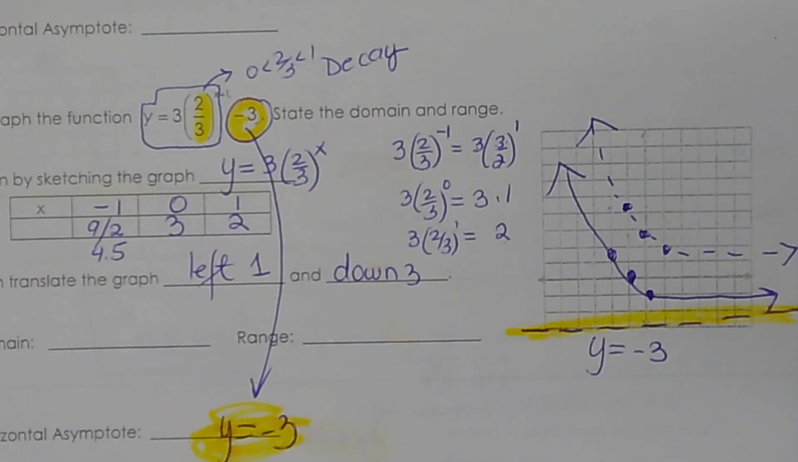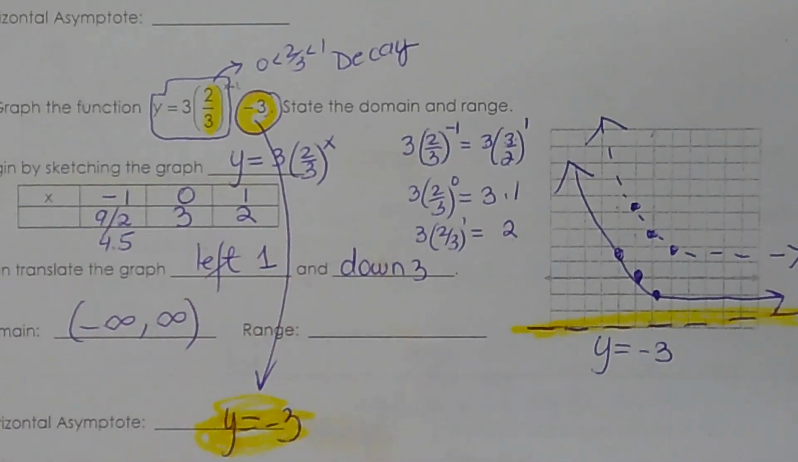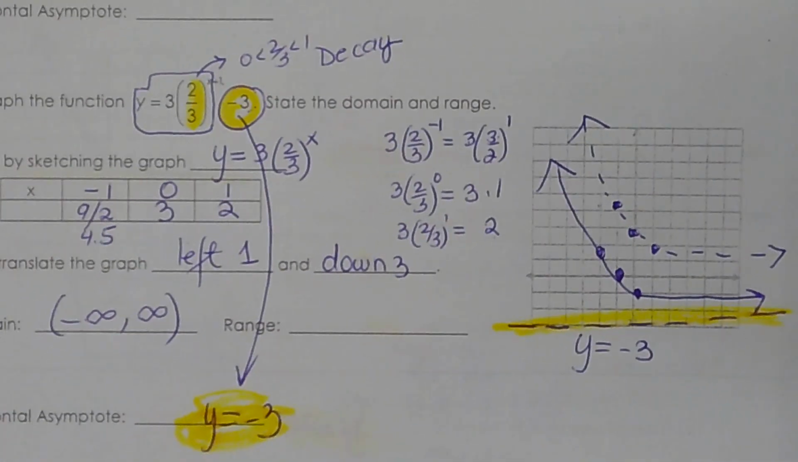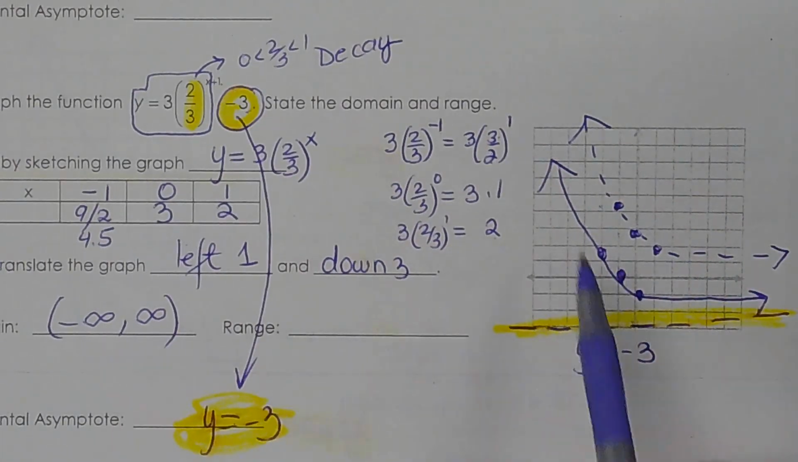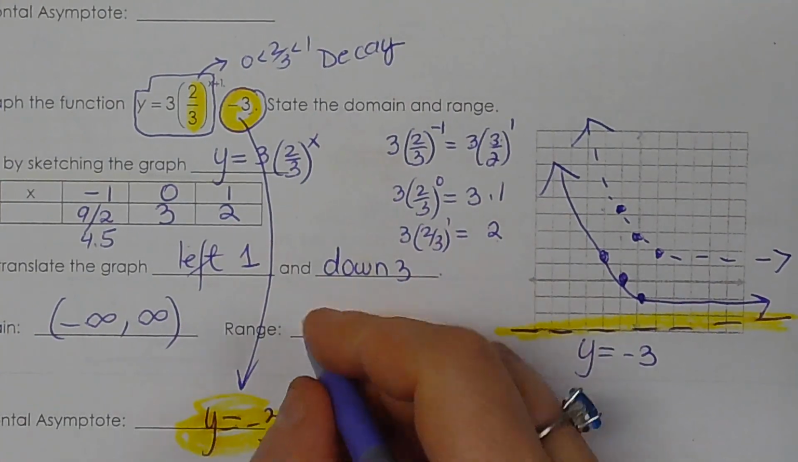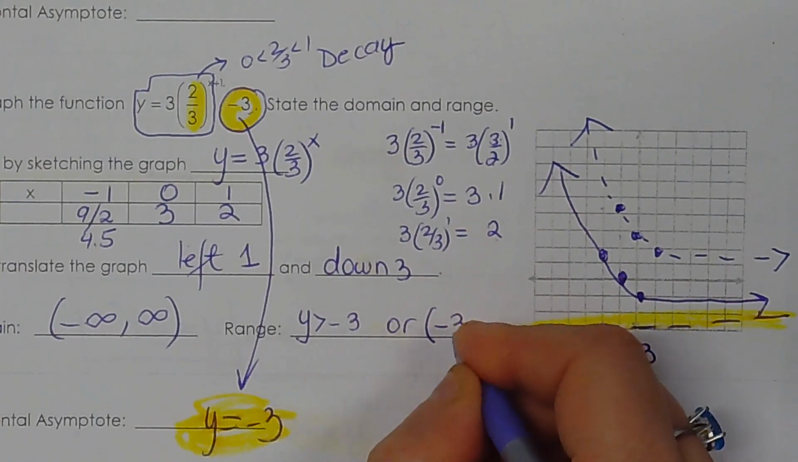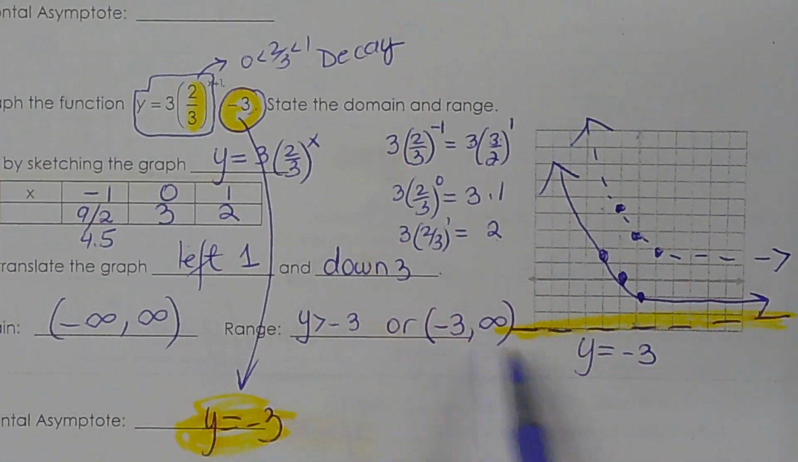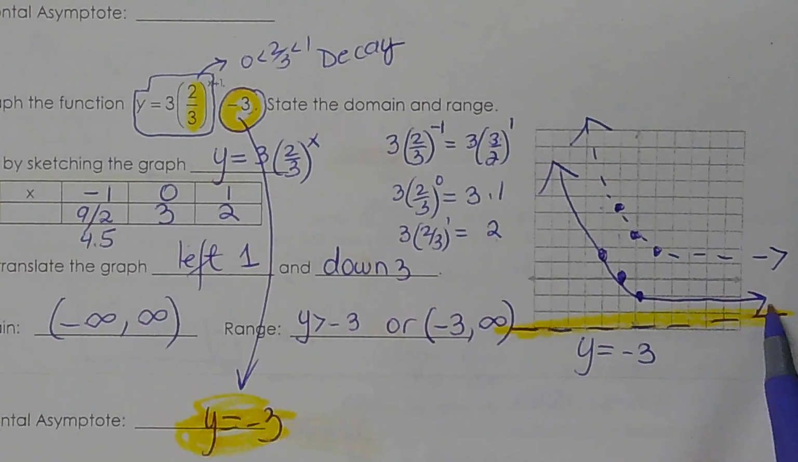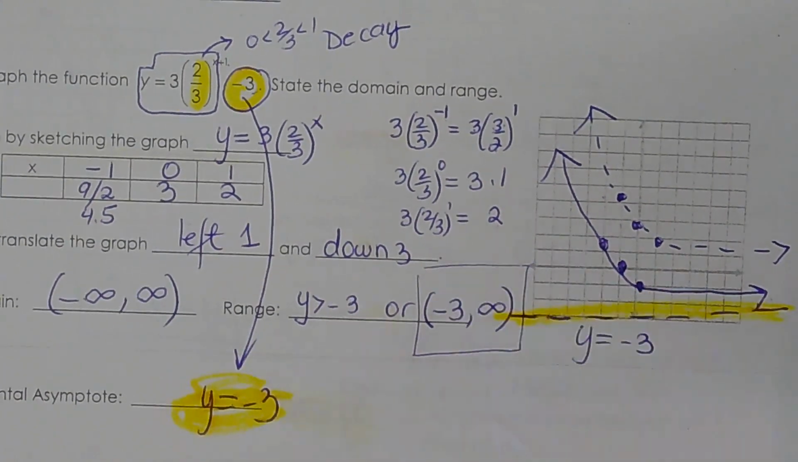Any questions? The domain is negative infinity to infinity. Now let's look at the range of my new function. Y is above negative 3, so y is greater than negative 3, or in interval notation, negative 3 to infinity. Negative 3 is not included. The graph is approaching closely, but is not included. You can use one or the other, but I prefer you use interval notation to get ready for pre-calc.